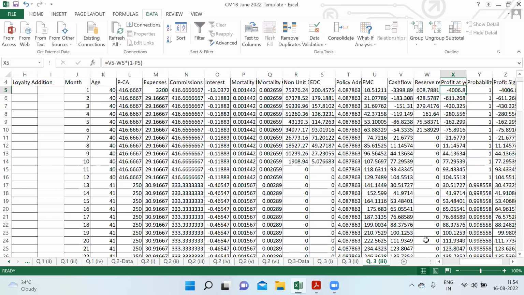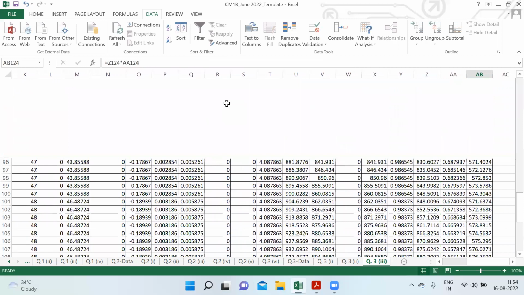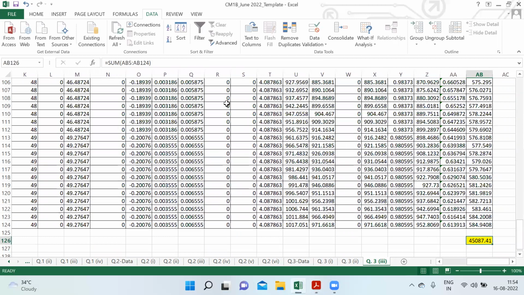Once you drag this formula, the profit at year end will be V5, which is cash flow minus W5 into 1 minus the survival probability, 1 minus the mortality probability, and then the probability of staying in force at the start of the year, profit signature, discounting factor, and EPV of profit. Now, the EPV of profit is 45087. The profit has reduced from the previous section. So this was basically the paper. It was a bit lengthy paper as you saw, but the paper was interesting and it was not that difficult as well. Thank you.